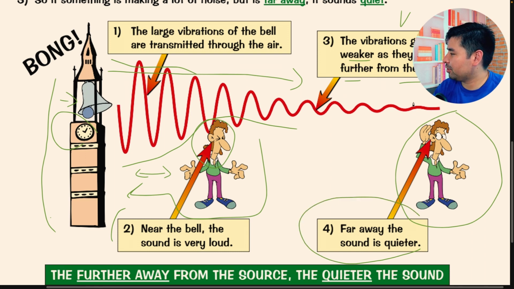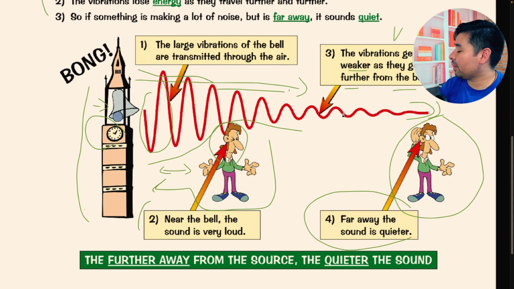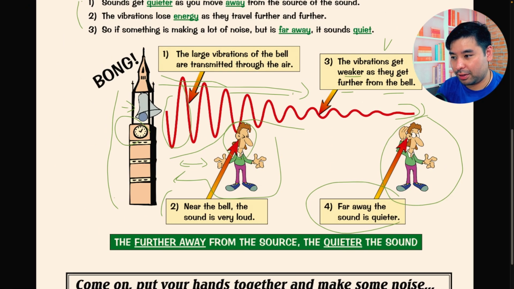Why? Because the energy is much smaller compared to the beginning. Like here near the bell, it produces a big energy, and as it goes through the air, it starts losing energy until it gets here, really quiet, like a really soft sound. So this is the meaning of this graphic here. You get it? Are you getting how it works?